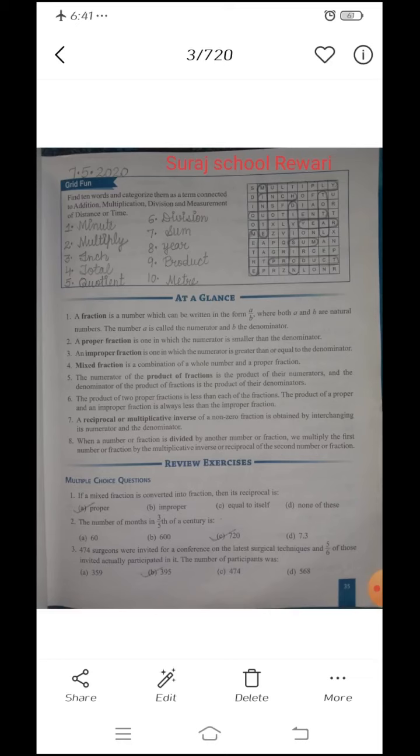Now, third question: 474 surgeons are invited for a conference on the latest surgical techniques, and 5 upon 6 of those invited actually participated in it. The number of participants was. Here we find 5 upon 6 of the given surgeons. Okay, we get answer B, 395.